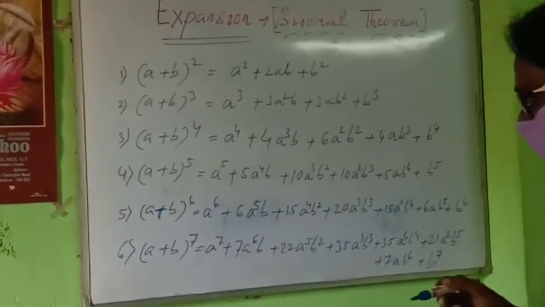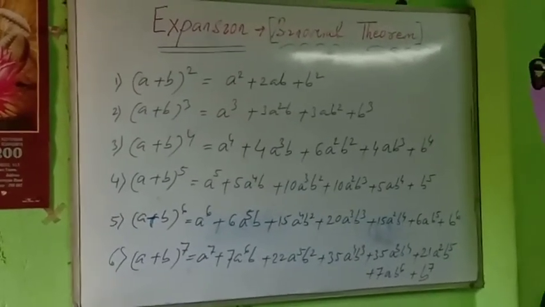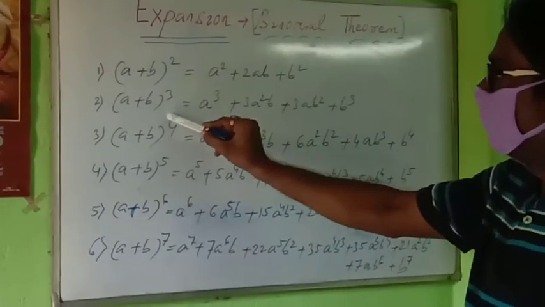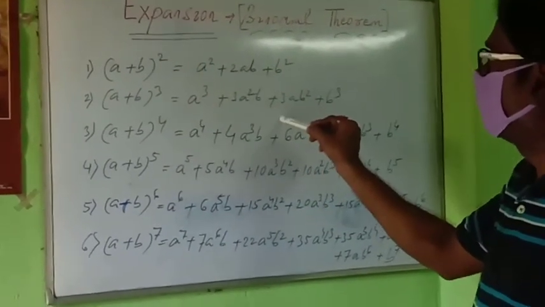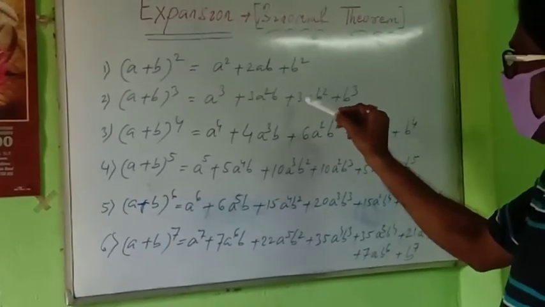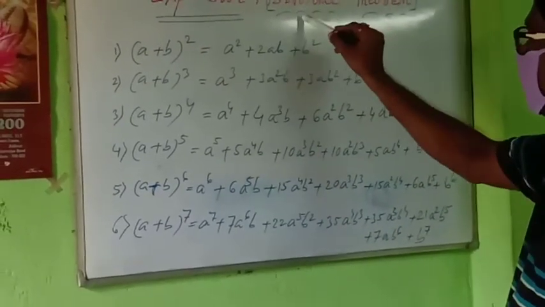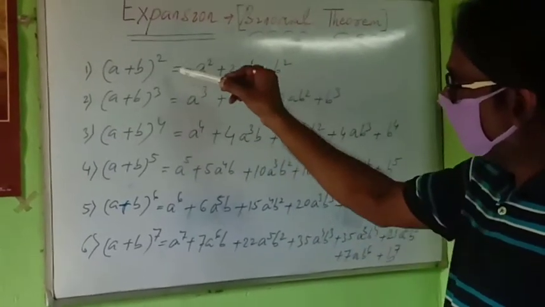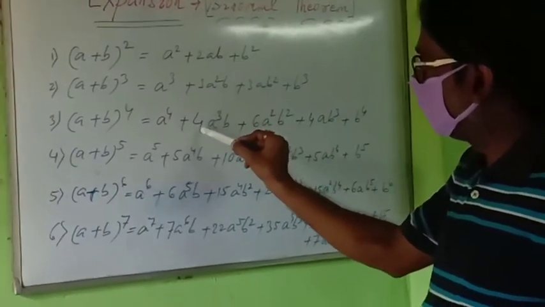Okay, this is the way of expanding the binomial theorem. Though we have done a plus b whole square and a plus b whole cube in lower classes up to class 9, in class 11, that is binomial theorem, we will discuss in more detail. I am just giving the technique of how we get the coefficients.